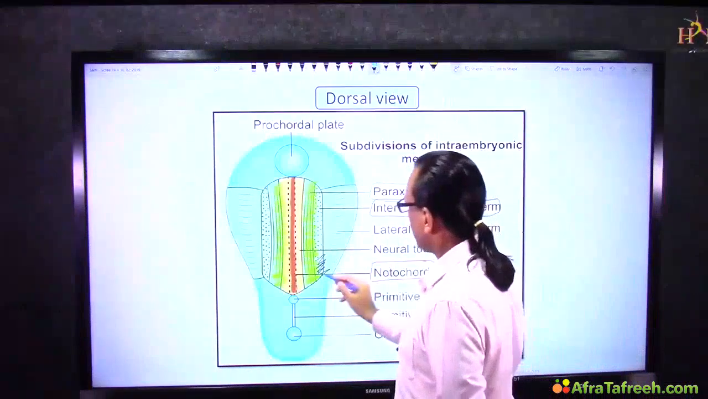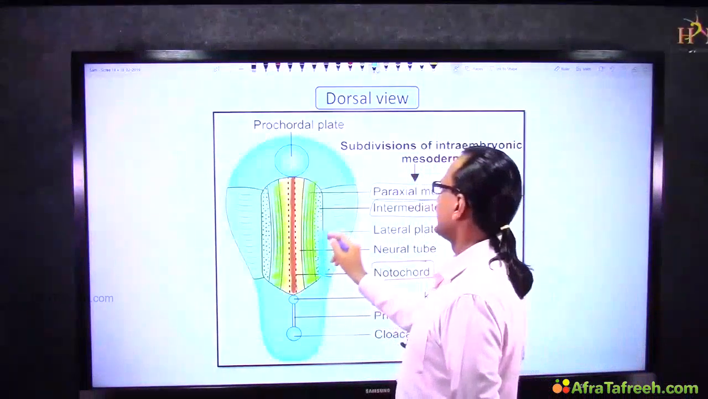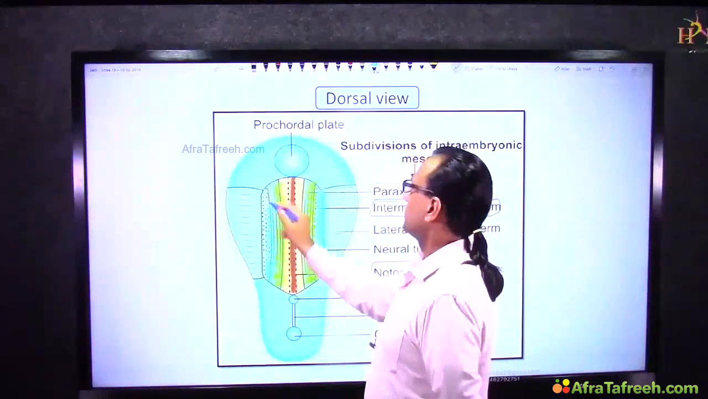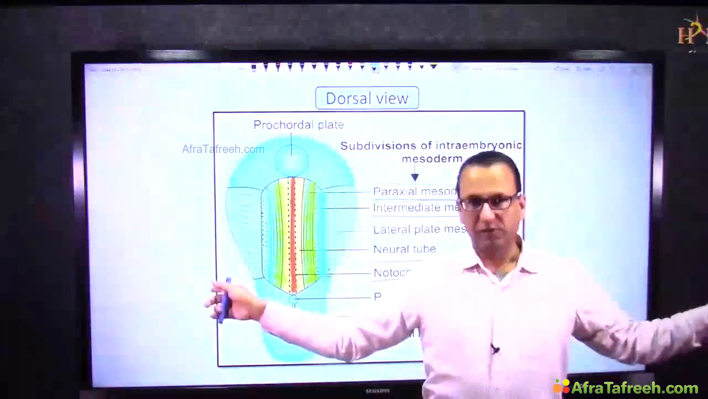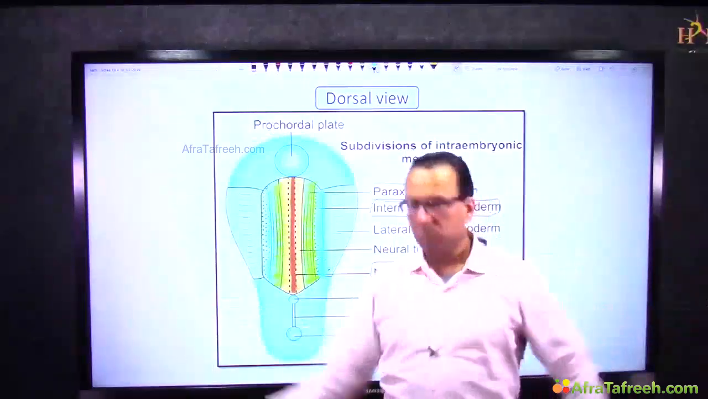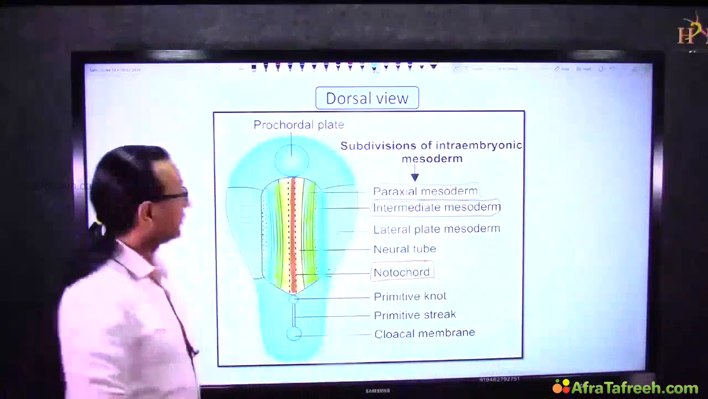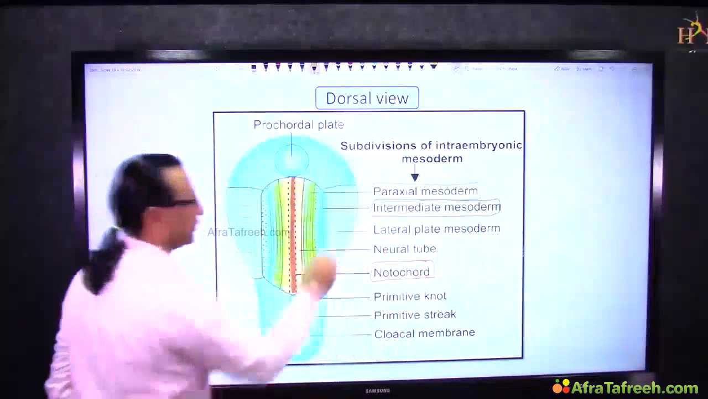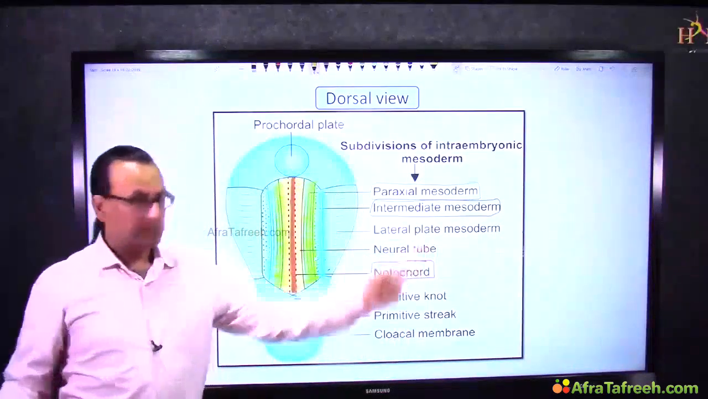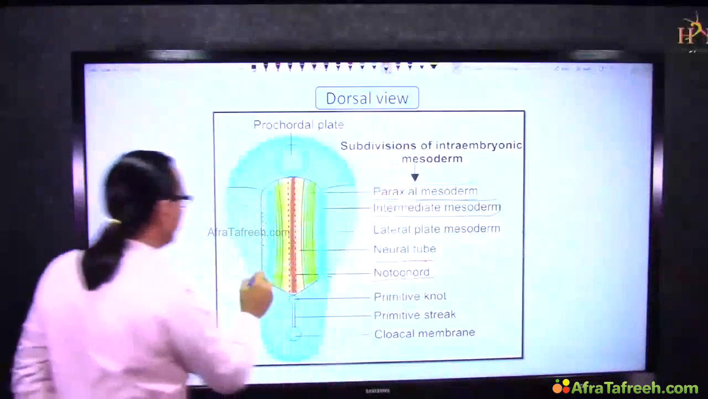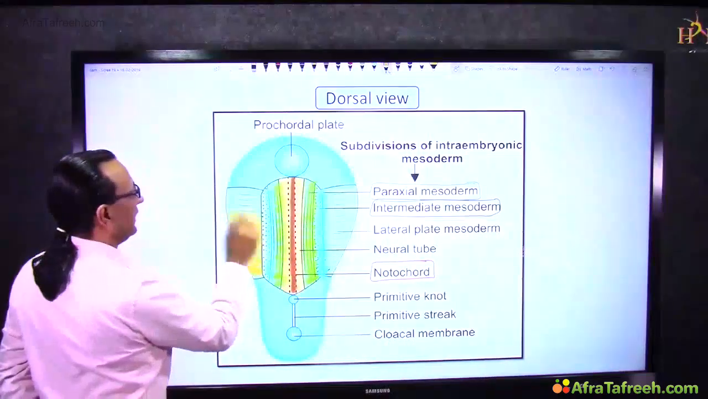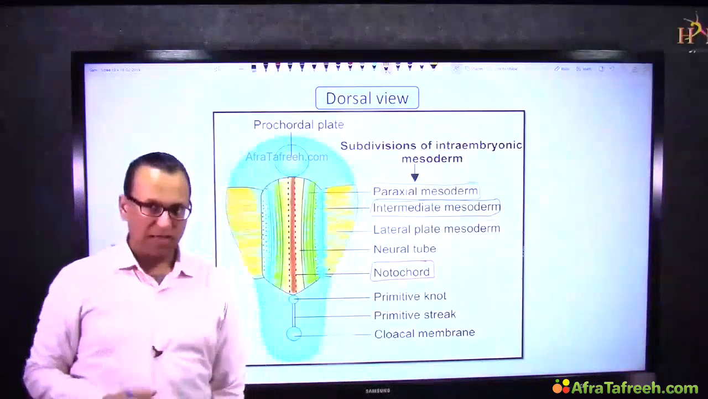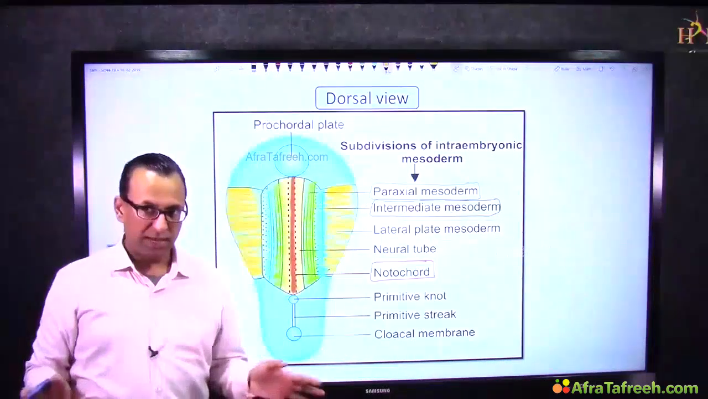Now if you are telling that this is the area of the intermediate mesoderm, then what is the most lateral mesoderm? The most lateral is the lateral plate mesoderm. So let us focus upon lateral plate mesoderm also. You will notice that now we are looking at the lateral plate mesoderm, which is the most lateral, and you can also mark it here. This area is the lateral plate mesoderm. Now let us look at one more diagram to discuss the same story again.